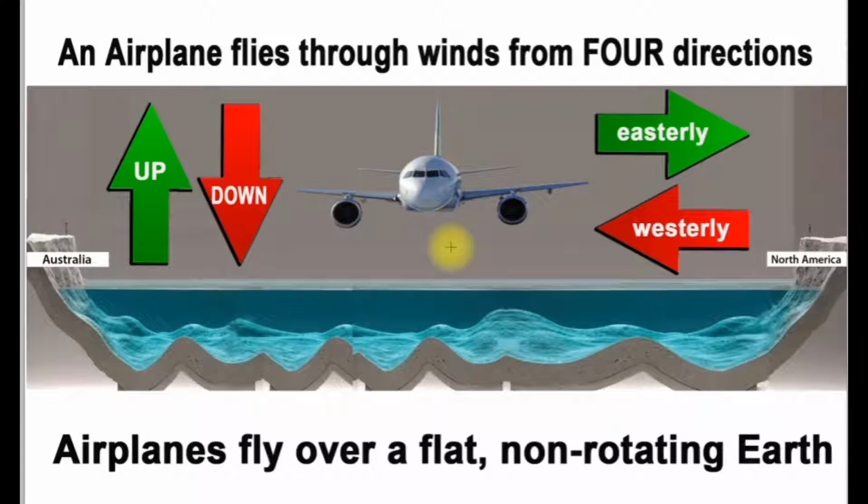The airplane is making adjustments because it's flying through a pretty active atmosphere, with winds going in both directions, from east to west, from west to east, as well as winds that go from the bottom up and from the top down, as we're going to watch in this video right now.